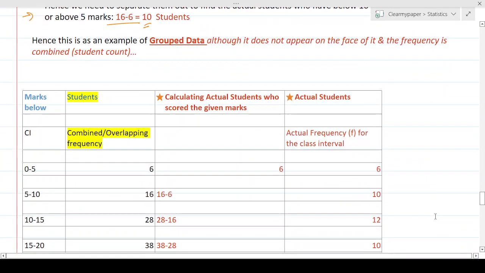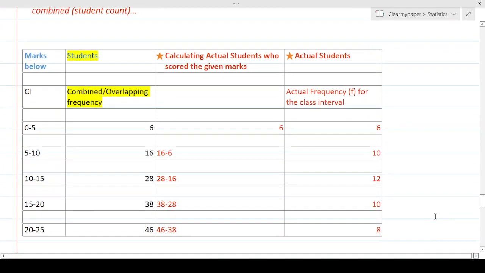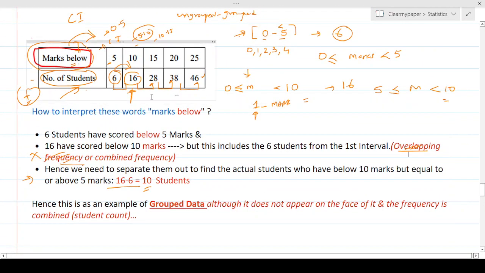And based on that, if you see, I put the table here. So I put the class interval. I'm defining the class interval based on the marks below. So 0 to 5, 5 to 10, whatever I explained here.